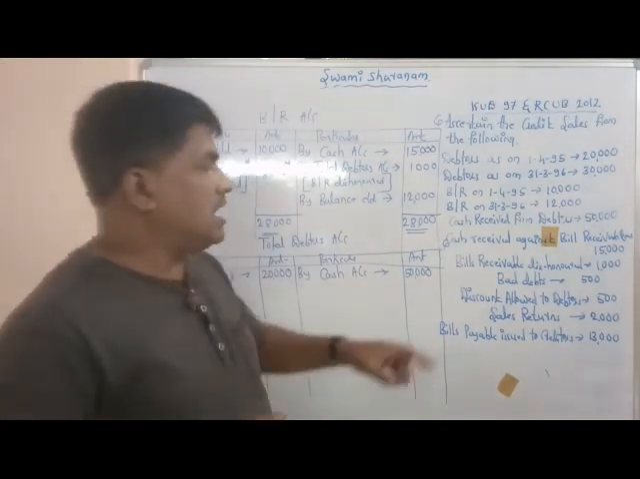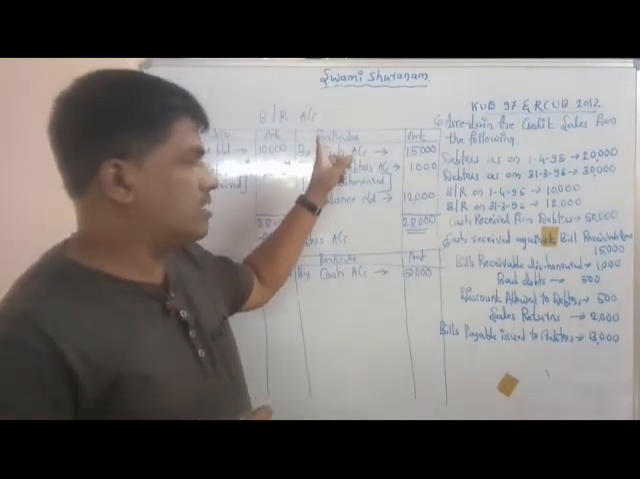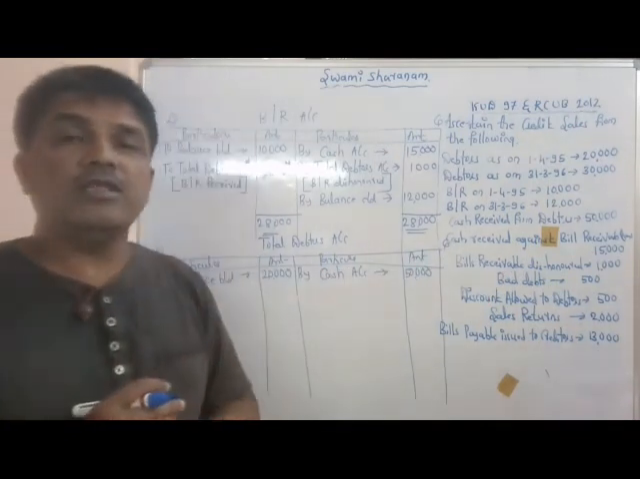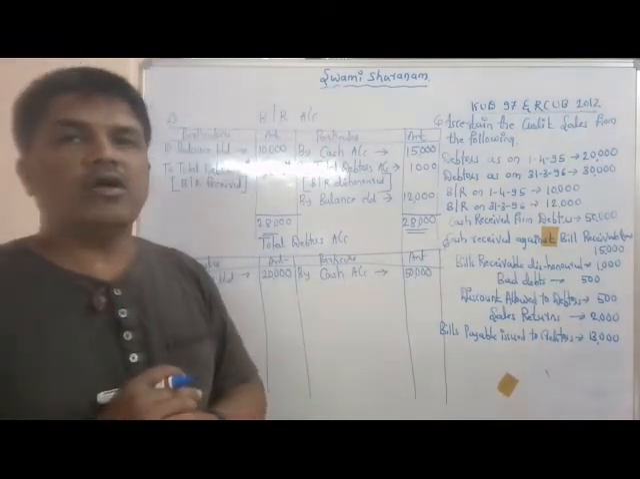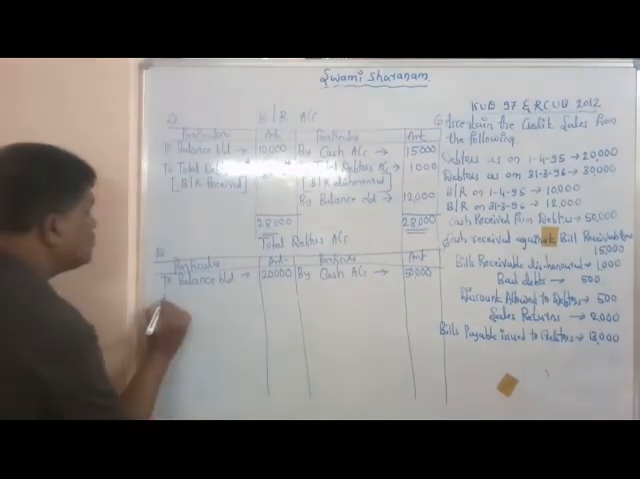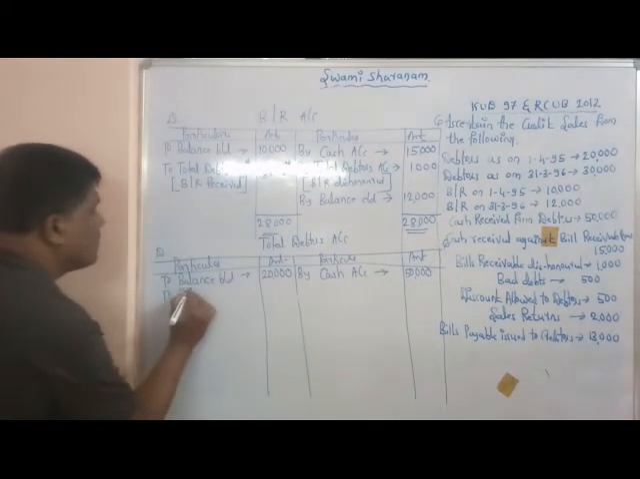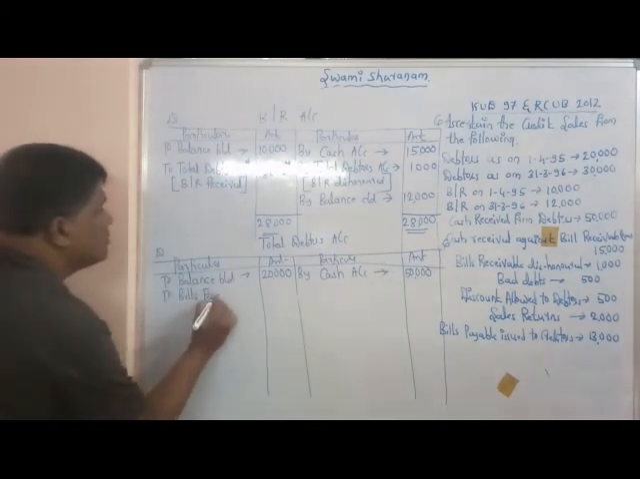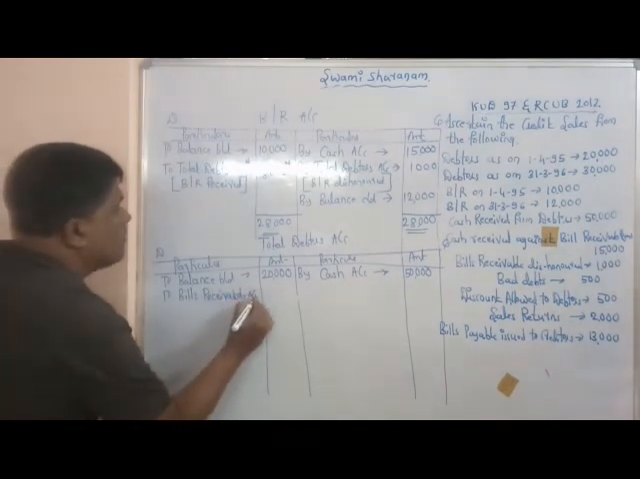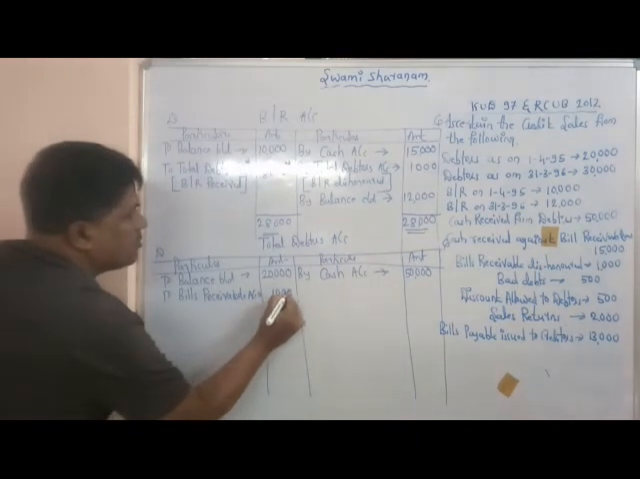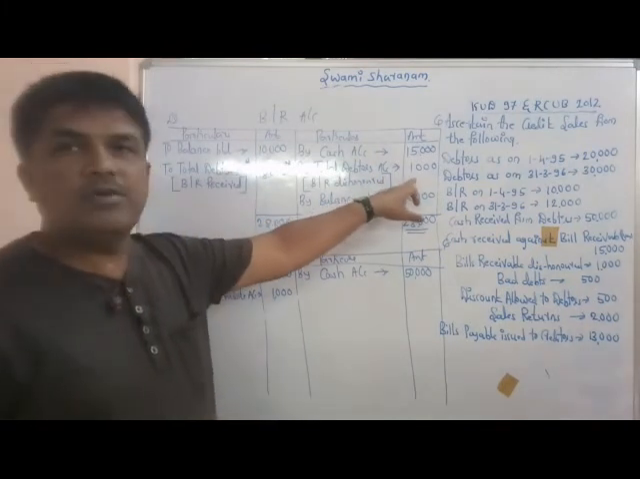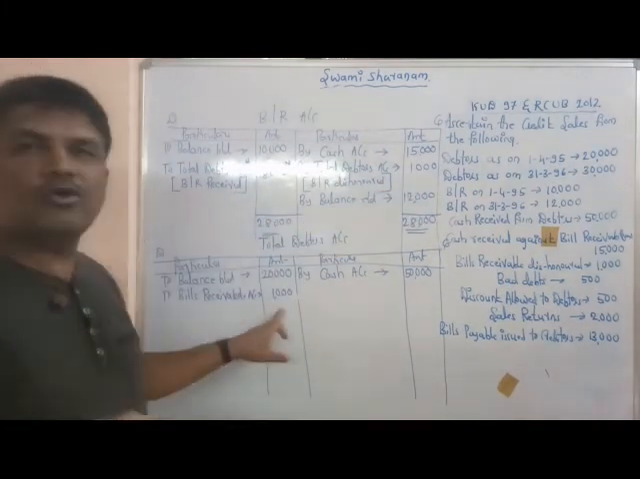Cash received as bills receivable will appear in the bills receivable account. Then bills receivable dishonored, it is 1,000. When the bills receivable is dishonored, it is recorded on the debit side of the total debtors account. So, to bills receivable account, it is 1,000. When the bills receivable is dishonored, it appears on the credit side of the bills receivable account and the debit side of the total debtors account.